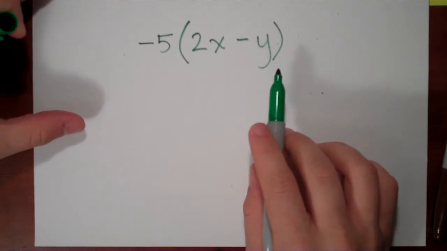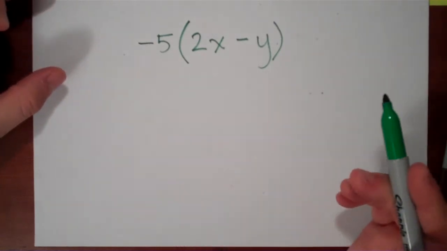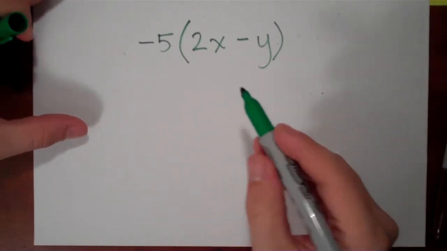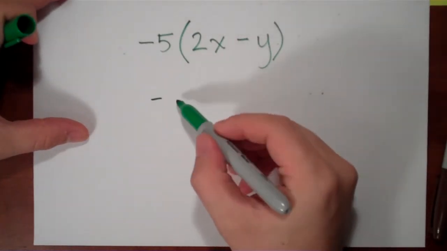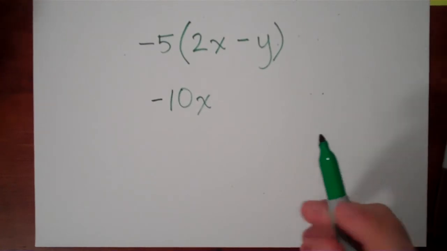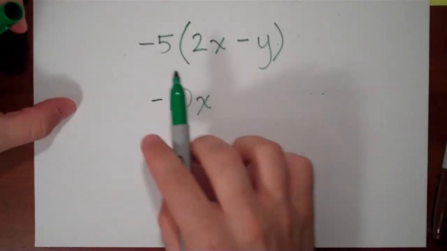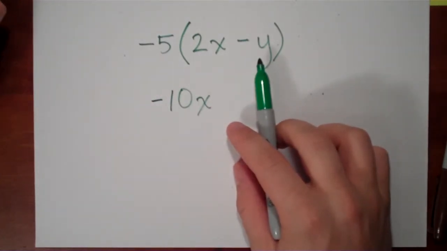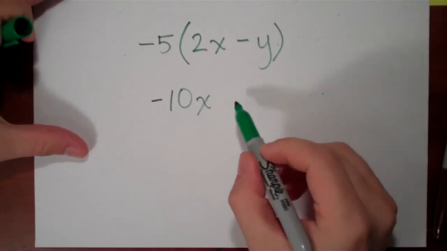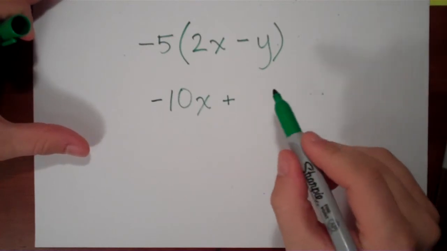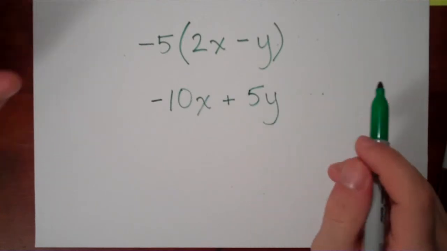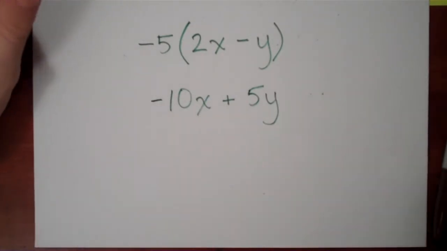So negative 5 times 2x. If I start with 2x's and I multiply those 2x's by negative 5, I get a total of negative 10x's. And then I start with negative 5 and I multiply it by a negative y, because we're taking away this y, we're subtracting it. I'd end up with positive 5y.